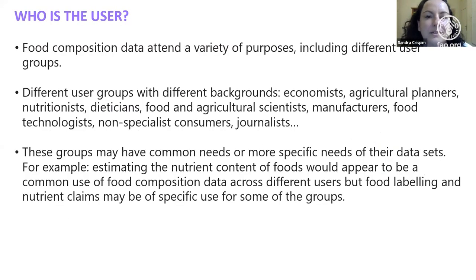Before I proceed with the topic itself, I would like to define who is the user I'm going to be talking about in this presentation. As you may know, food composition data serve a variety of purposes, including different user groups. And this may include different backgrounds, such as nutritionists, dietitians, but also economists, journalists, and many other specialists. These groups may have common needs, but also specific needs. We may be interested in estimating nutrient contents of foods, but also food labeling, nutritional claims, and other purposes.